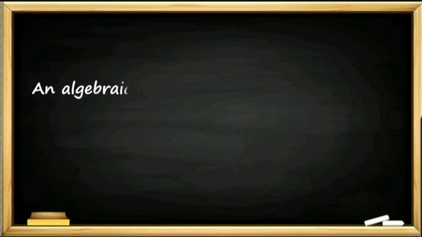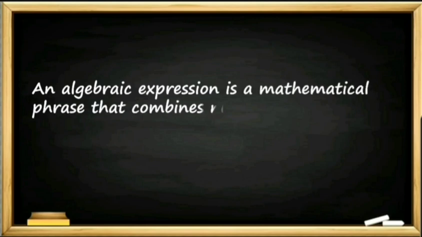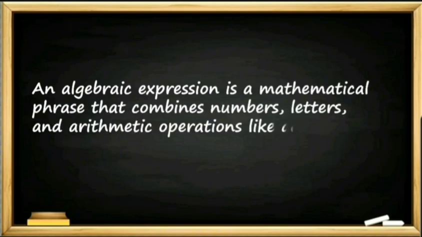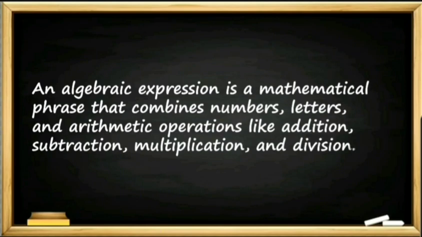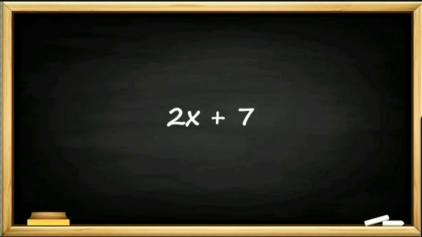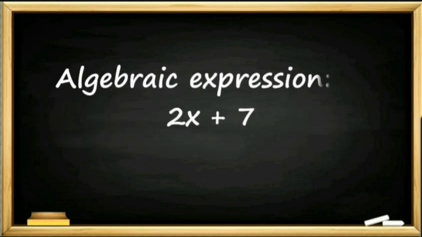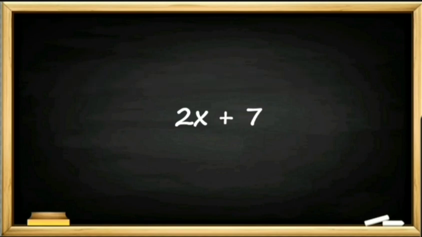An algebraic expression is a mathematical phrase that combines numbers, letters, and arithmetic operations like addition, subtraction, multiplication, and division. For example, the entire phrase 2x plus 7 is an algebraic expression because it is a combination of numbers, letters, and arithmetic operations, multiplication, and addition. But what makes it up?